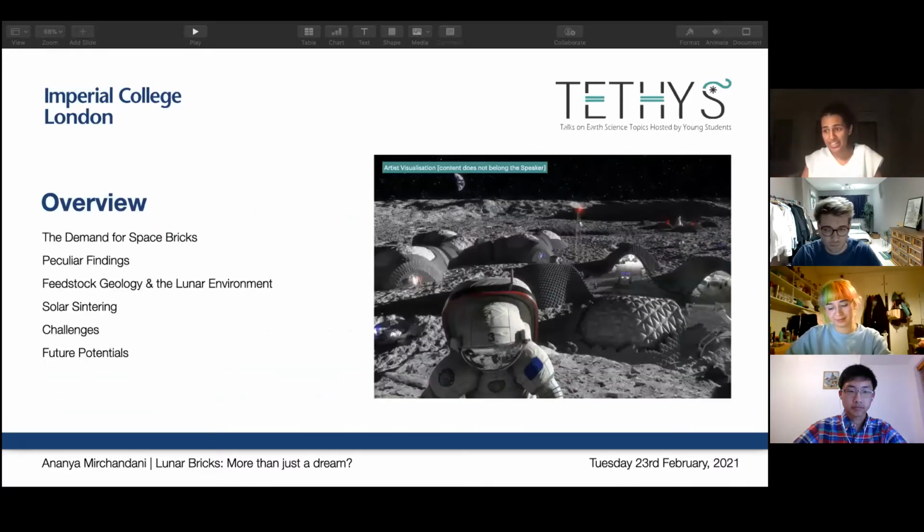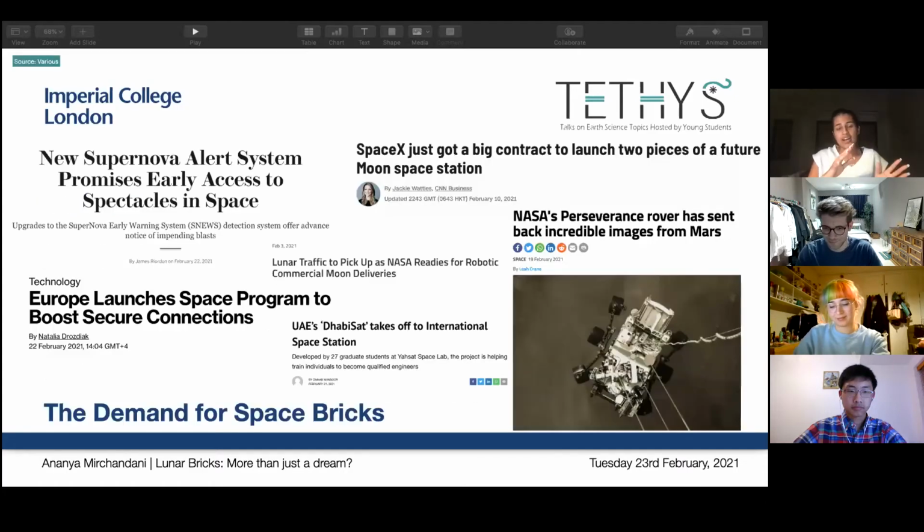What to expect from today? It's a very elementary discussion of the need of lunar masonry, learning about the environment and the geology on the moon, reviewing current research, as well as understanding the proposal for solar sintering.